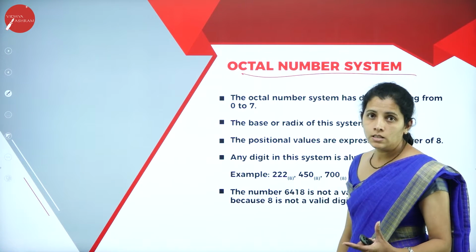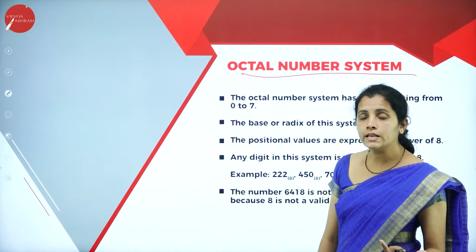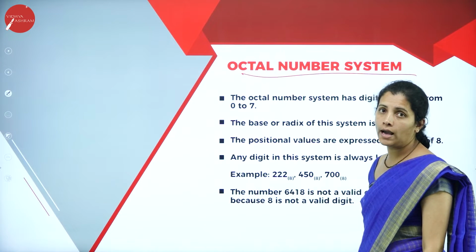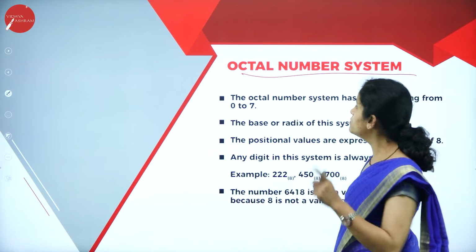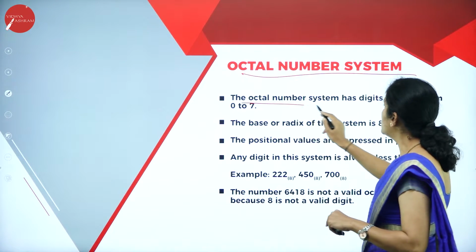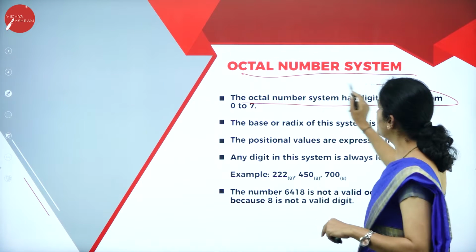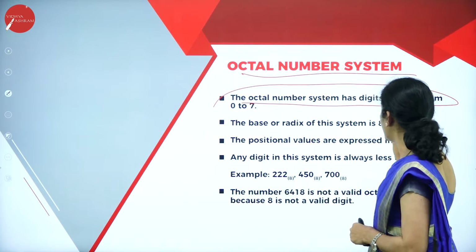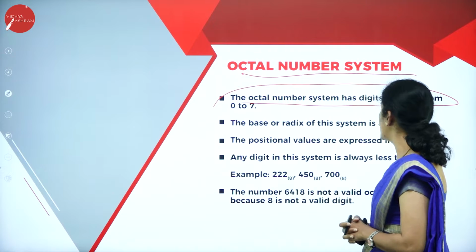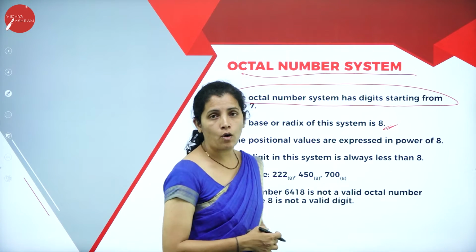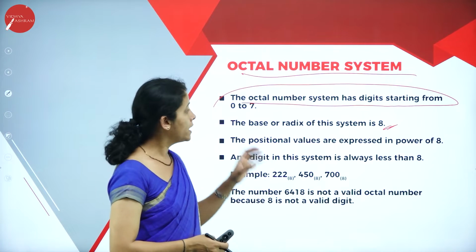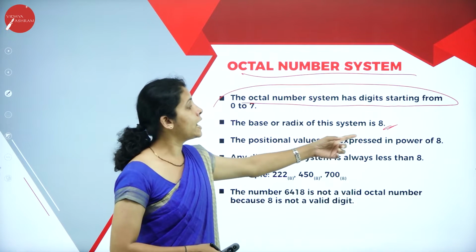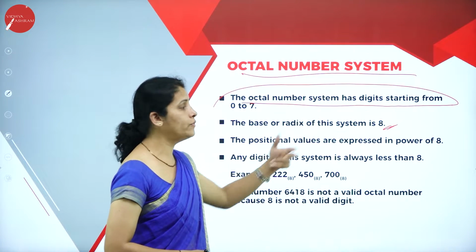So what is the number system? It is octal. Octal in the sense it is 8. That means I can have only 8 values. The octal number system has digits starting from 0 to 7. Then what's the base here? It is nothing but 8. The positional values are expressed in power of 8. That means if I want to represent the position of an individual digit, for that I have the power function. So it is power of 8.